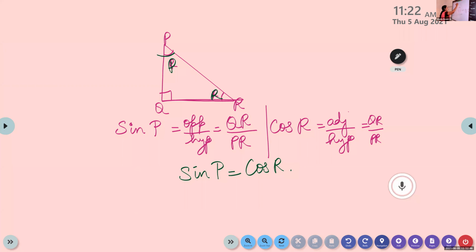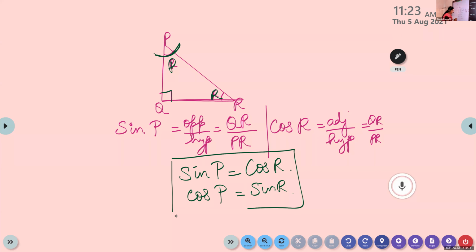Sine of one acute angle in a triangle. If it is a right angle triangle, one angle is 90 degrees, which means the other two angles will be acute. So sine of one acute angle will be the same as cos of the other acute angle. Similarly, what will be cos P? Can you guess? Cos P will be the same as sin R. This is an important point. Sin P will be the same as cos R. Cos P will be the same as sin R.